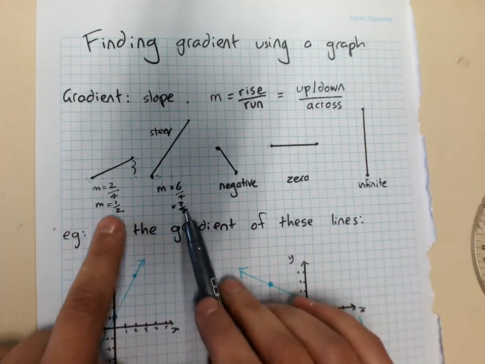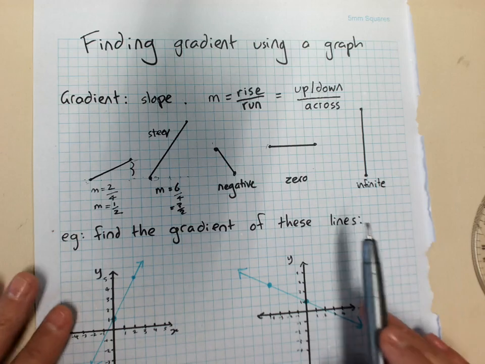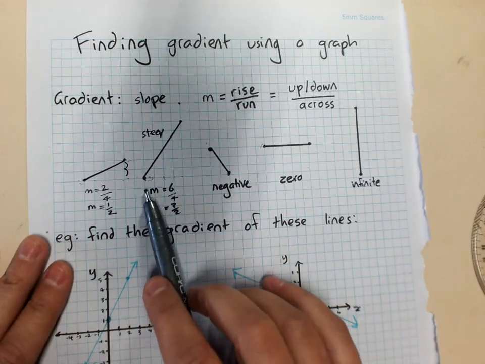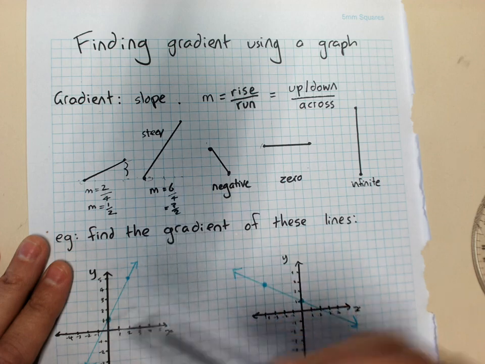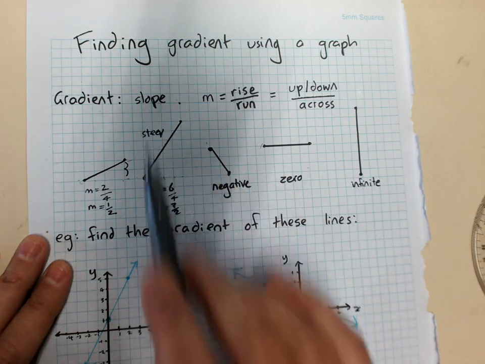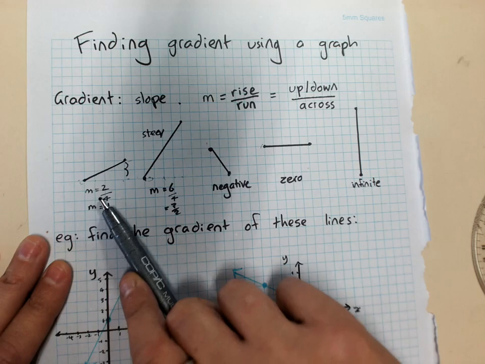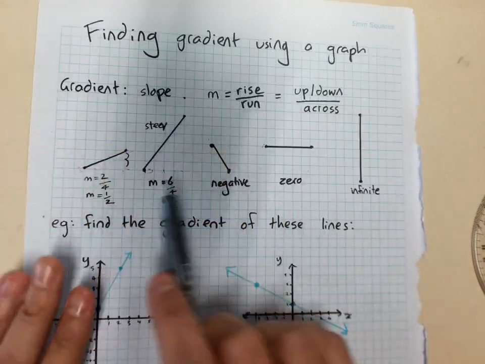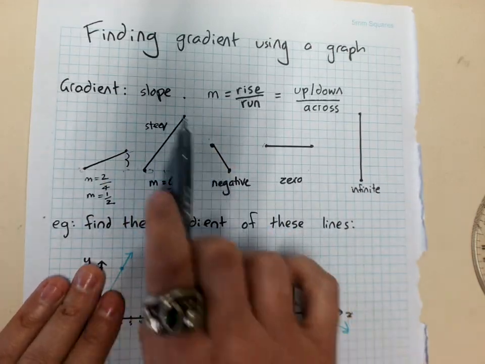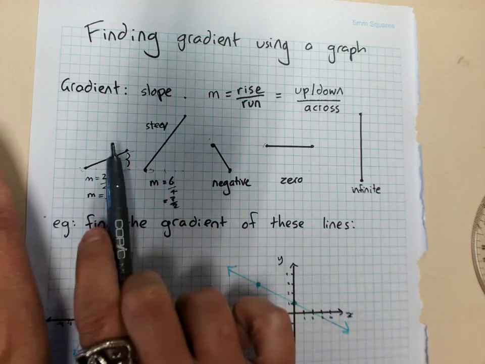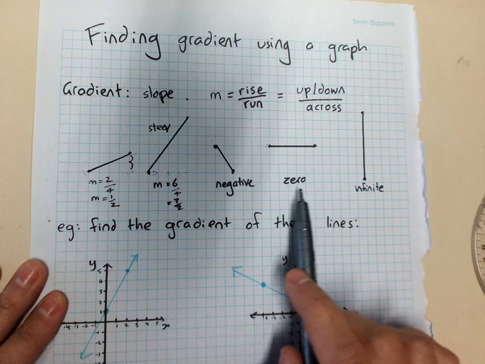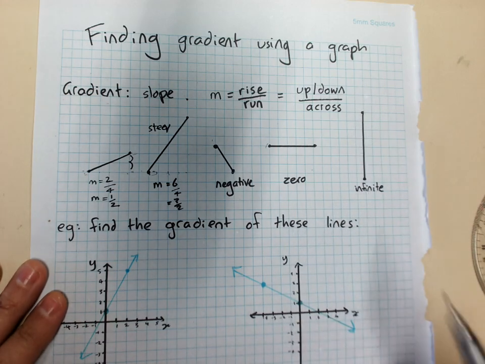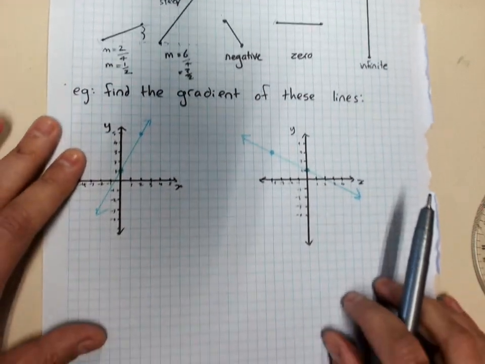Don't worry too much about these. I should have picked you a better example. I was just trying to look at why a big rise and not very much run gives me a big slope. So sloping up across the page, left to right, the way we read, is a positive gradient. Sloping down across the page is a negative gradient. A horizontal line has 0 gradient, a vertical line has an infinite gradient.